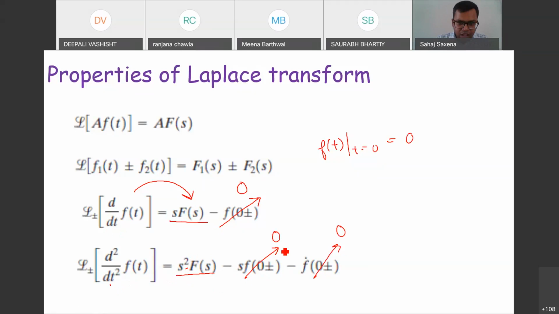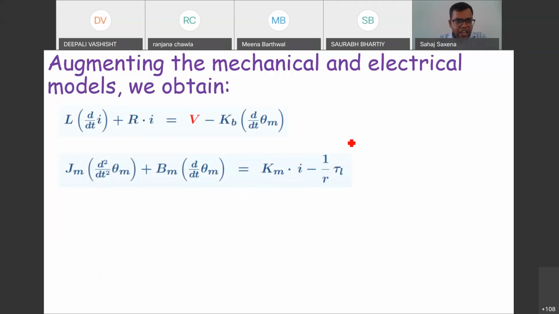With this, we have these two equations, and we will use the Laplace transform on them. Whenever we do the Laplace transform, what do we get? Here we have L, which is constant. Because it is i, we make it a capital I(s), and its derivative gives s, so it is Ls I(s) plus R I(s) equal to V(s), which I call V(s), minus Kb.